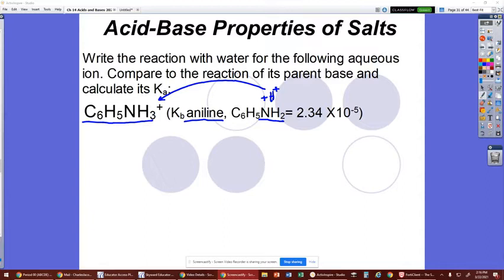Now, I'm going to skip all the equations, and I'm just going to remind you that Ka times Kb equals Kw. All right? And you are now going to go ahead and fill in the values that you know and solve for Ka. Ready, go.